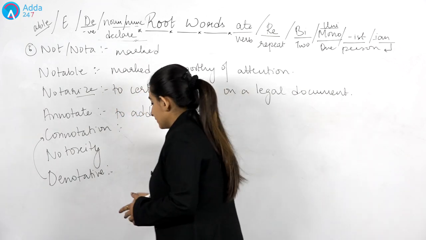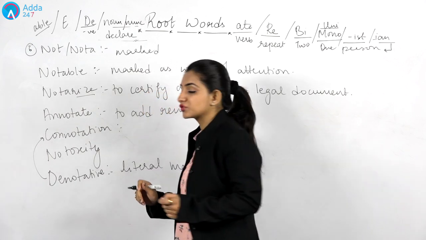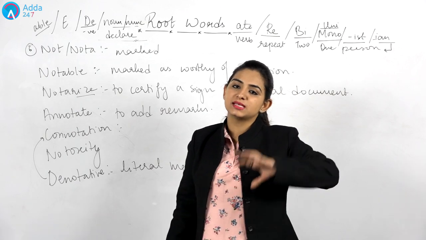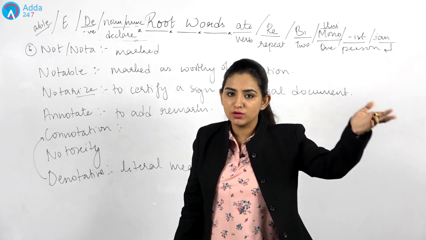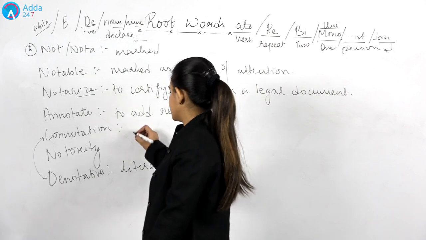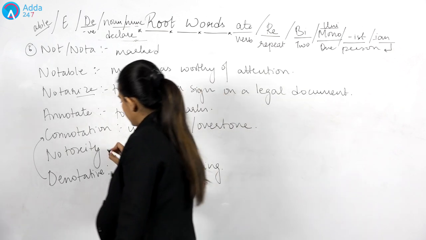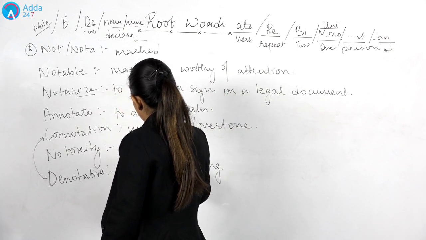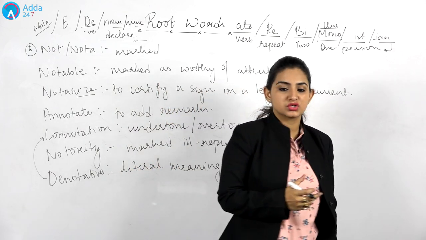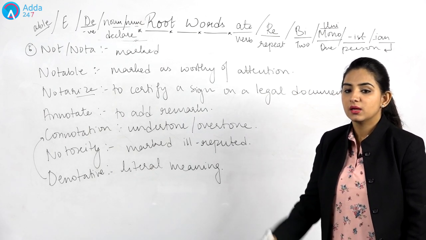Talking about this, I'll tell you, denotative is a word that defines the literal meaning of something, right? Denotative is a word that defines the literal meaning of something. And if you overtone or undertone that literal meaning, that means if you exaggerate that meaning to a positive level, or you exaggerate that meaning to a lower level, to negative, that is what we mean by connotation, undertoning or overtoning something. Then we talk about notoriety. This defines being marked as ill reputed, something which doesn't have a good name amongst the people, that is what we mean by notoriety, right?